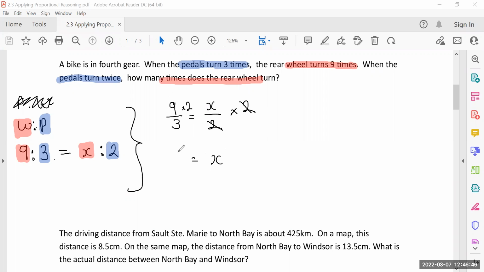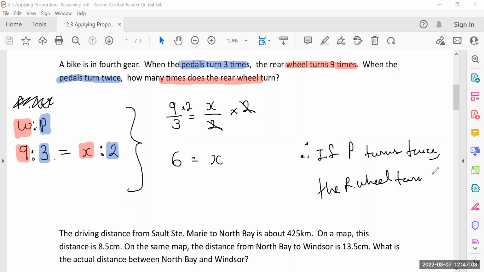You will get 6. So, sorry, 9 times 2 divided by 3, or 9 divided by 3, and the answer times 2, the answer is 6. Therefore, if the pedal turns twice, the rear wheel turns 6 times.